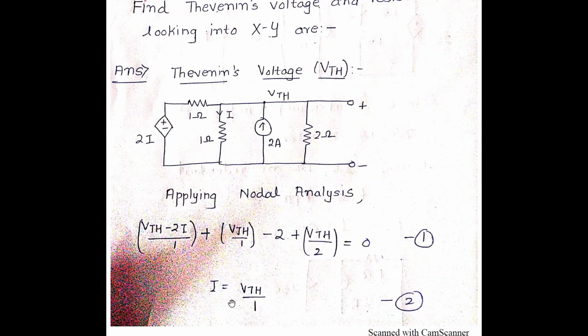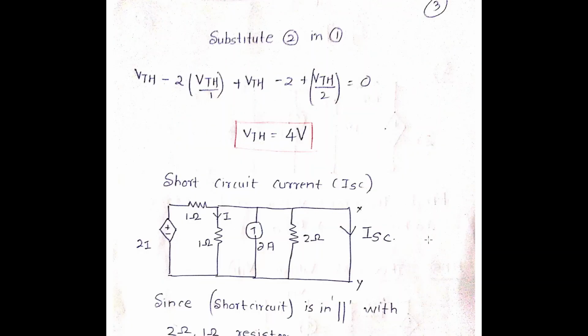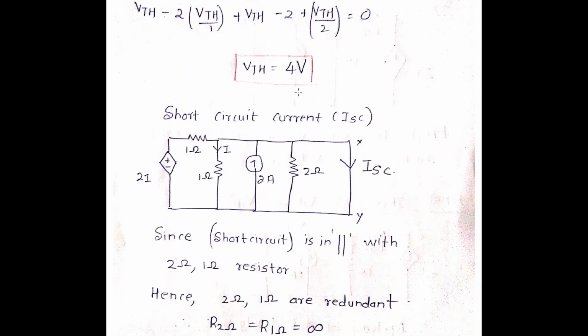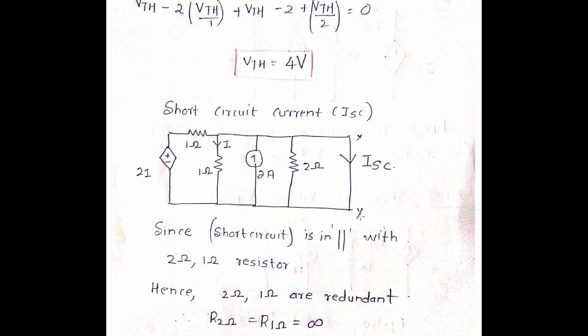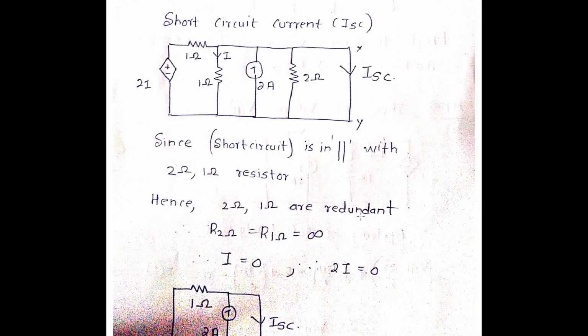The formula of I is given as VTH upon 1. Therefore, substituting this 2 in 1, we get the value of VTH. Now, once we get the value of VTH, the value of ISC is given as, just short circuit this X and Y. If you short circuit this X and Y, how do you find out the value of ISC?